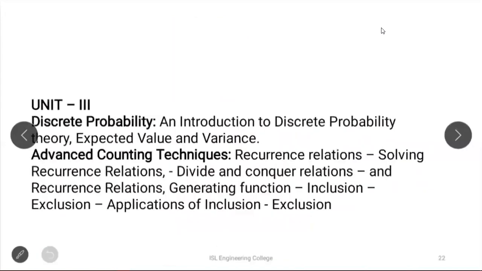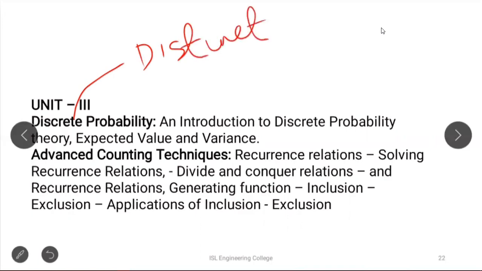The next thing is discrete probability. So discrete probability is probability, but we are looking only at discrete numbers. Discrete numbers, if you remember, are distinct. So I'll just mention it over here: distinct. So we'll be dealing with probability only with distinct numbers.